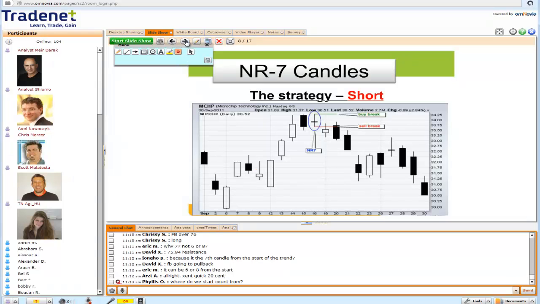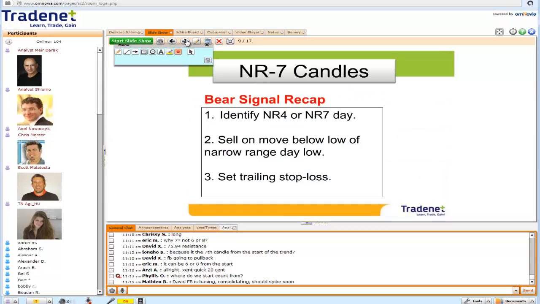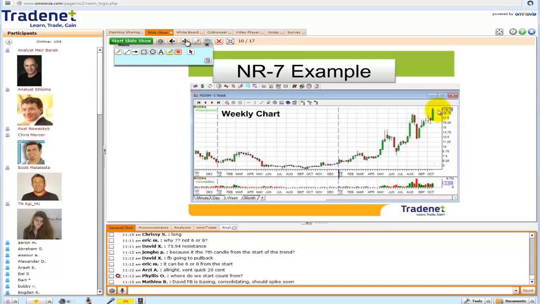All right, I want to gear up and get more specific, because right now we have just focused on the daily chart. Let's move on and spot these candles on an intraday chart. I want to walk you through an example I took a couple of months ago on a stock called NOAH, and I think we can get lots of information from this example.